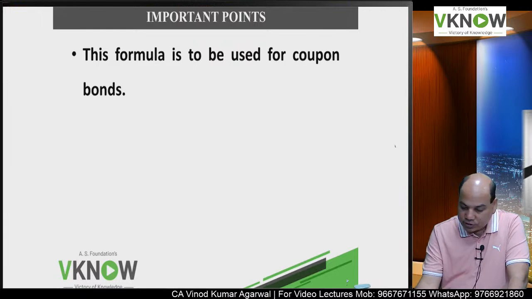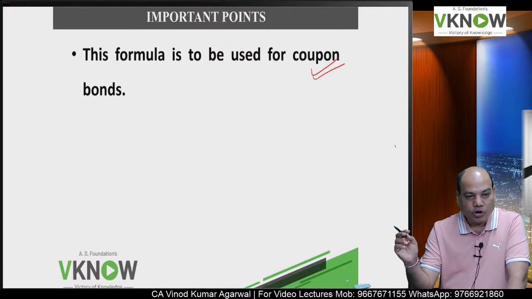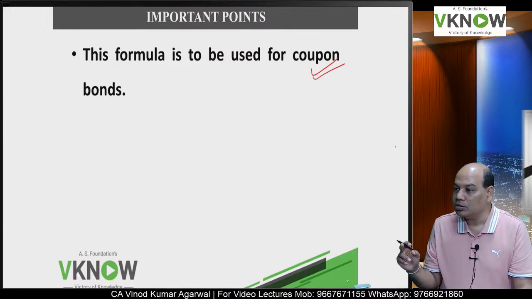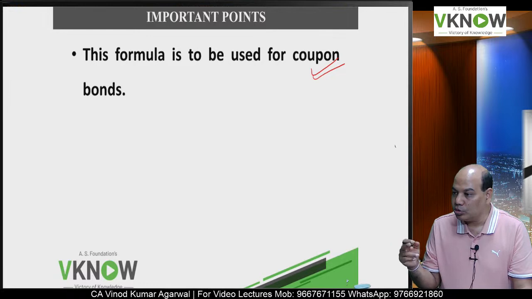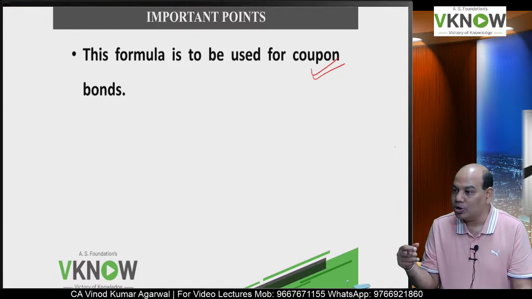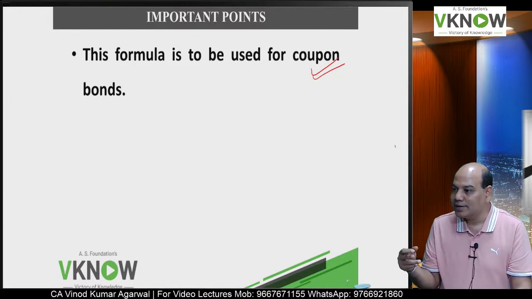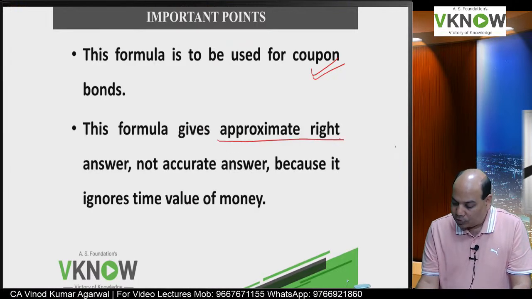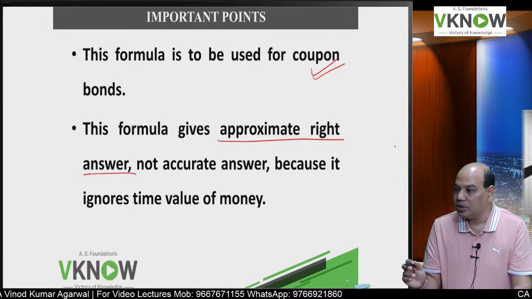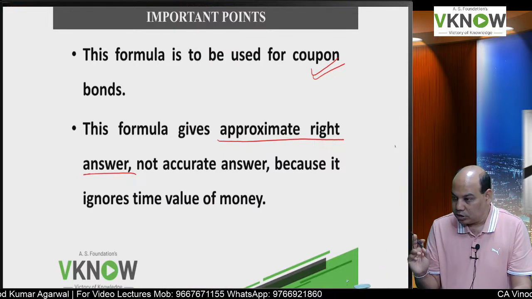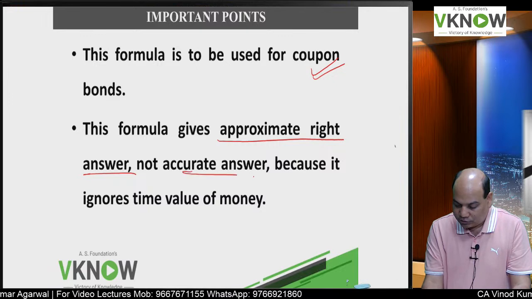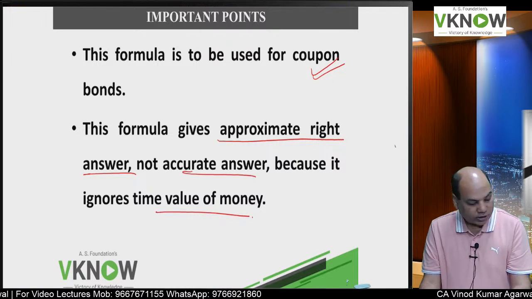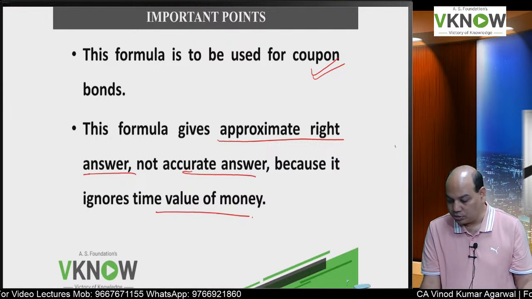Okay. So first thing you have noted, the formula will be used only for coupon bond. Do not use it for perpetual bond. Do not use this formula for zero coupon bond. Do not use this formula for self-amortizing bond. Second thing, the formula method gives you an approximately right answer but not an accurate answer because it ignores time value of money. So I have given this in that important point notes.